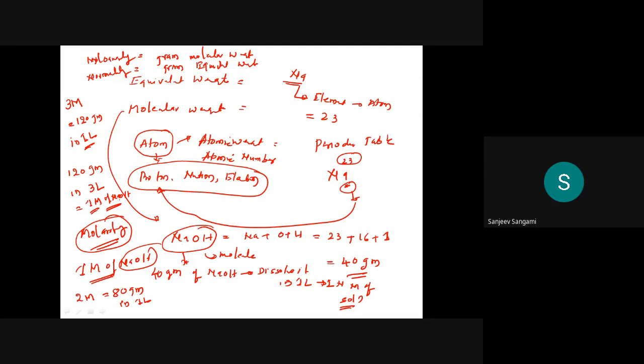Of course, we are not going into detail, but you should know how to calculate it. One or 2 calculations will be given in your examinations to prepare the strength of the solution. The remaining, the equivalent weight concept as well as the normality concept, we will discuss in the next class.